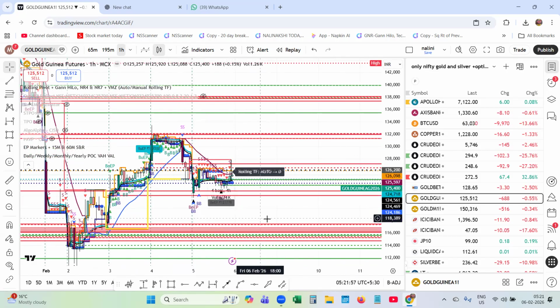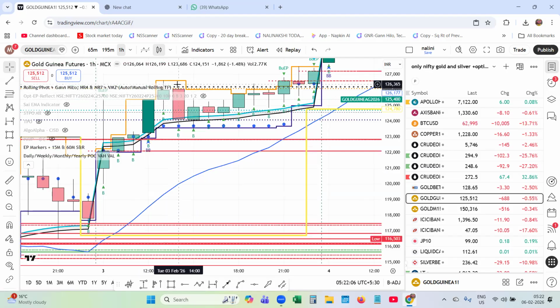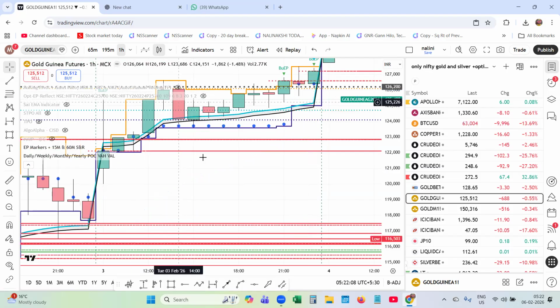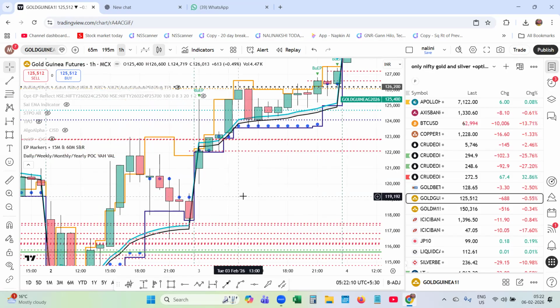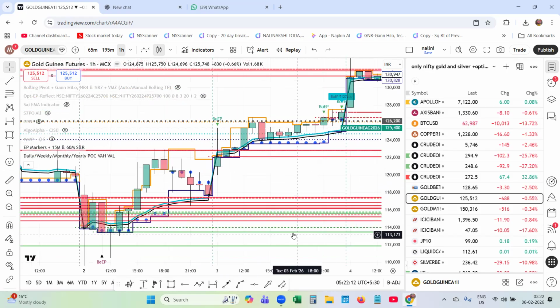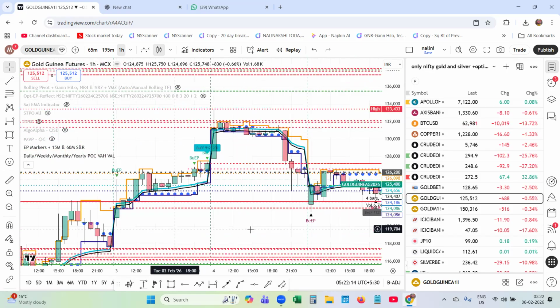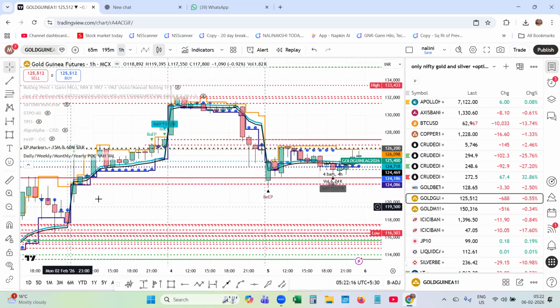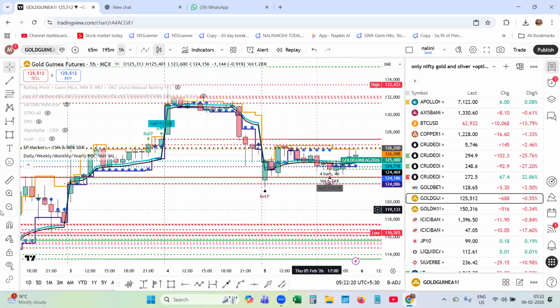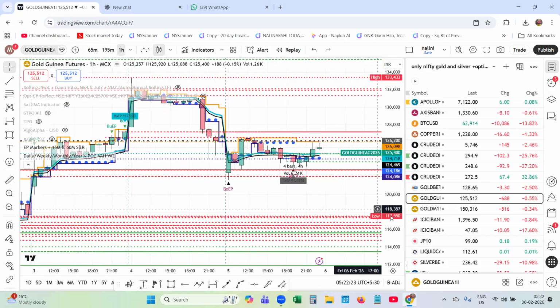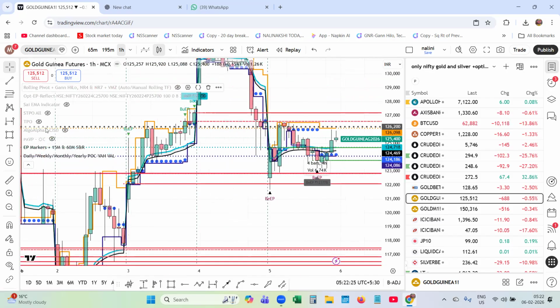After the consolidation, it is moving down, because you can see if I zoom it out, let me hide this indicator, rolling pivot, that there is no value built over here. So the price may come and cover this. There is also a gap there. There is a possibility.